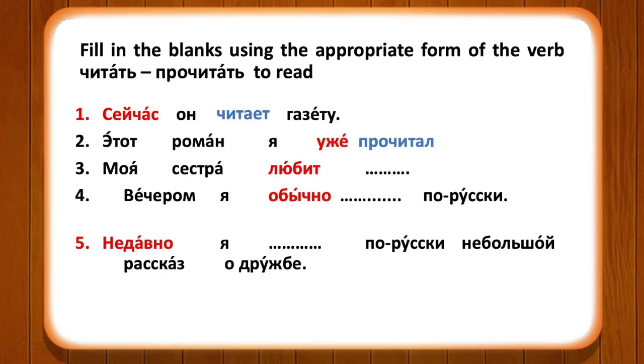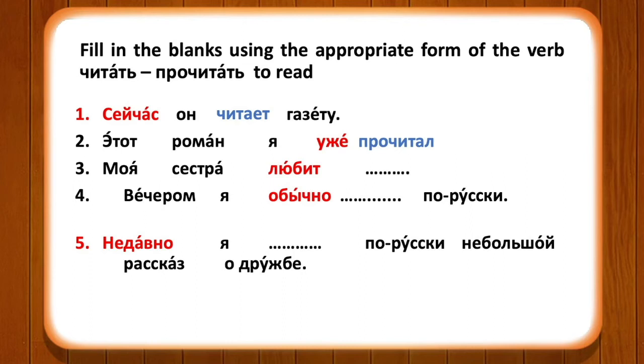In the next sentence, Моя сестра любит. Here the verb любит means to like, to love. So my sister loves reading. Here again the verb любит indicates a habitual action.